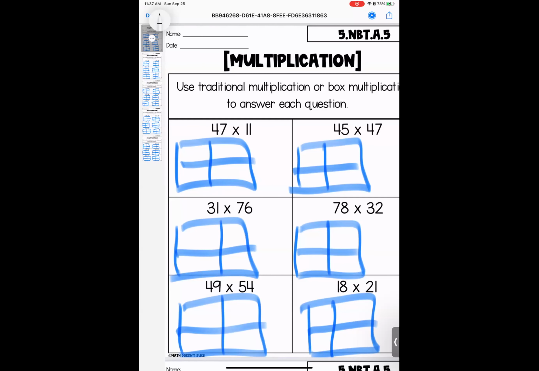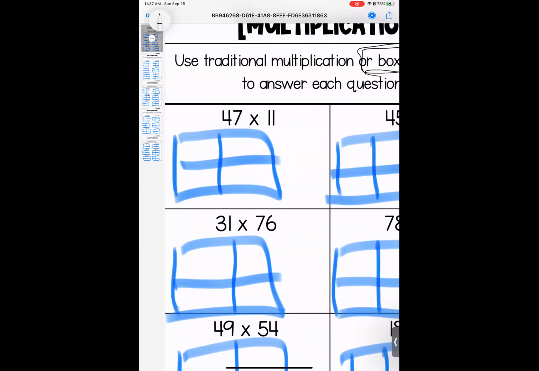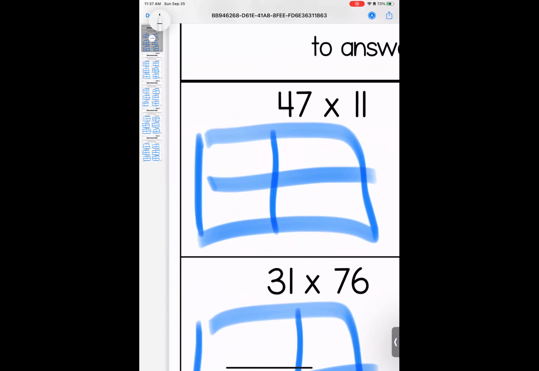Hello, fifth graders. Welcome to your homework this week, shown in the box method. If you prefer to use traditional, please switch videos. Remember, I record both of these so that you can see your math in the way that makes sense for you. With that, let's dive in.